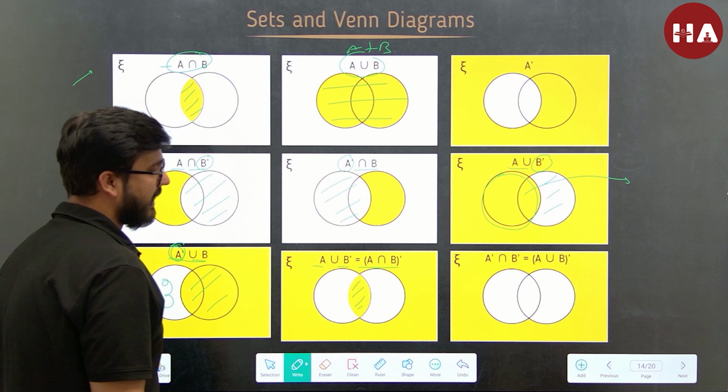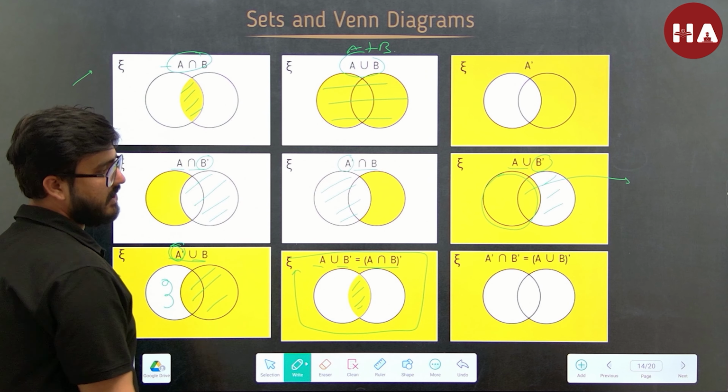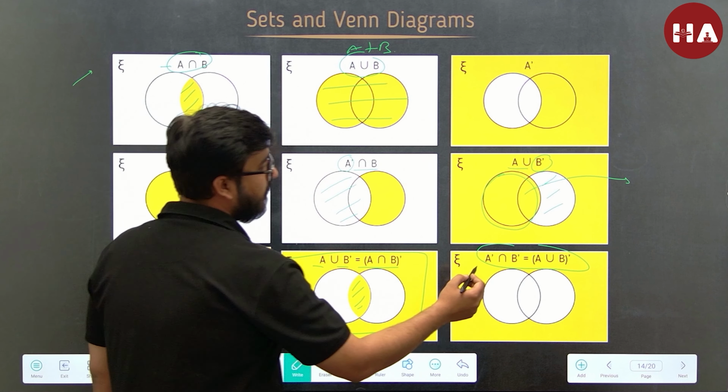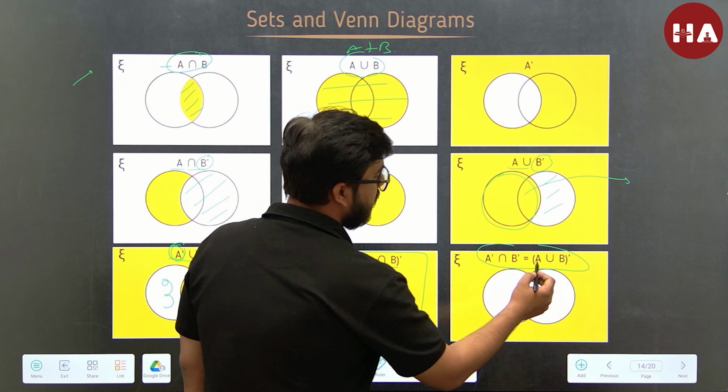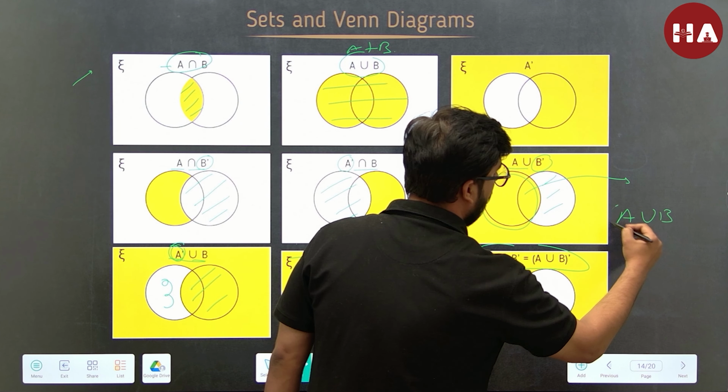This is coming as A intersection B, and this whole region is also coming into consideration. Last is A intersection B for the complements parts of both of them. So that will be considered as A union B complement.